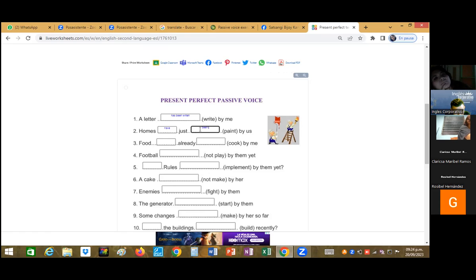Una consulta, Sandrita, en la primera llevaría Curitan, así con M o no. Sorry. Britain. The first. Well, a letter has been written. Yes, by me. Homes have just been painted. ¿Cómo? Painted. Been painted. O solo painted. Have been painted. ¿Así? Okay. Painted.